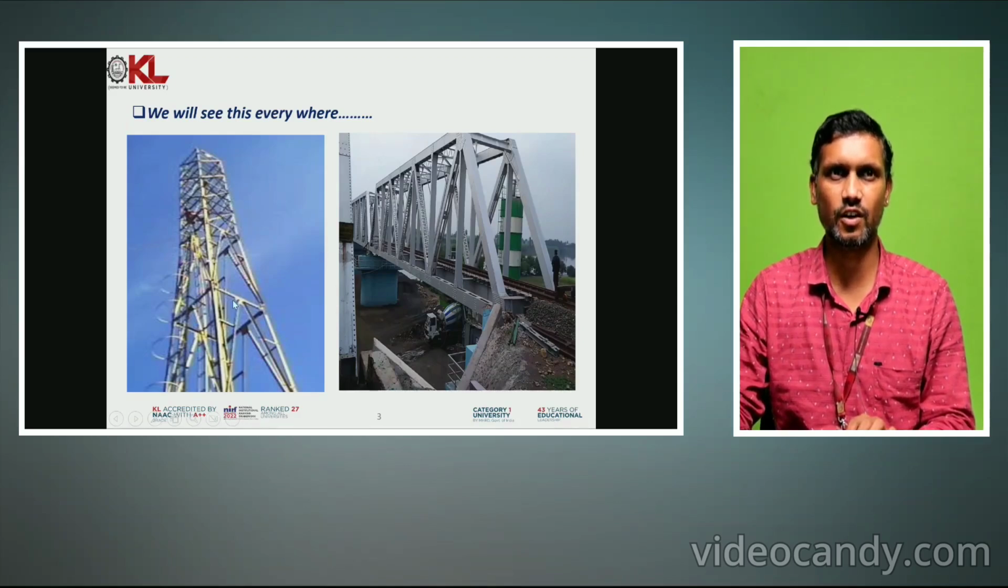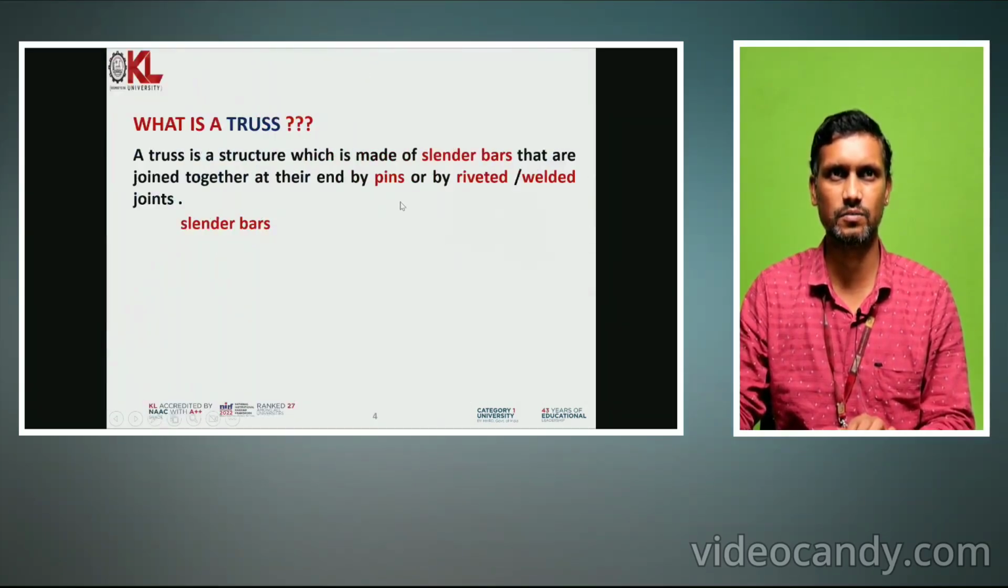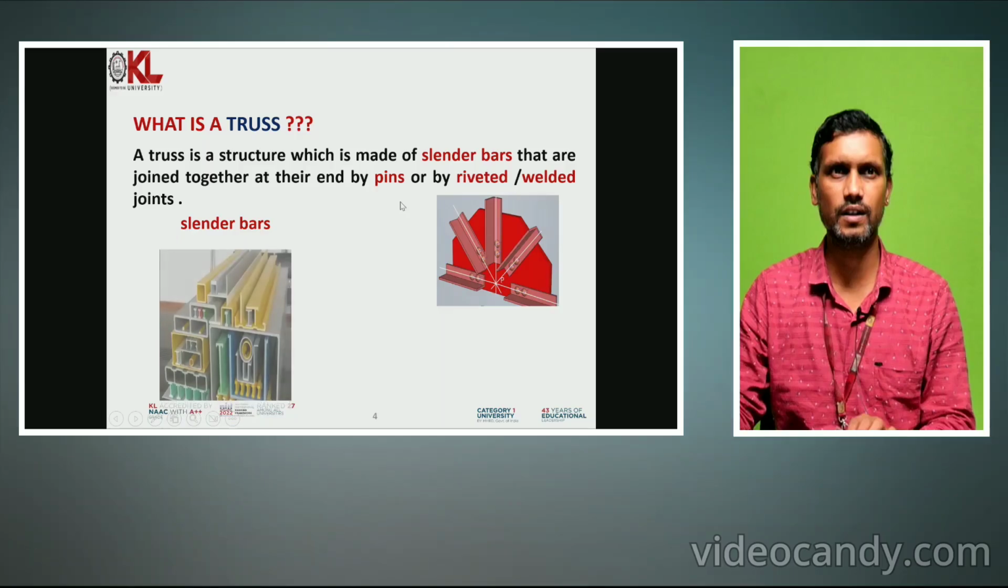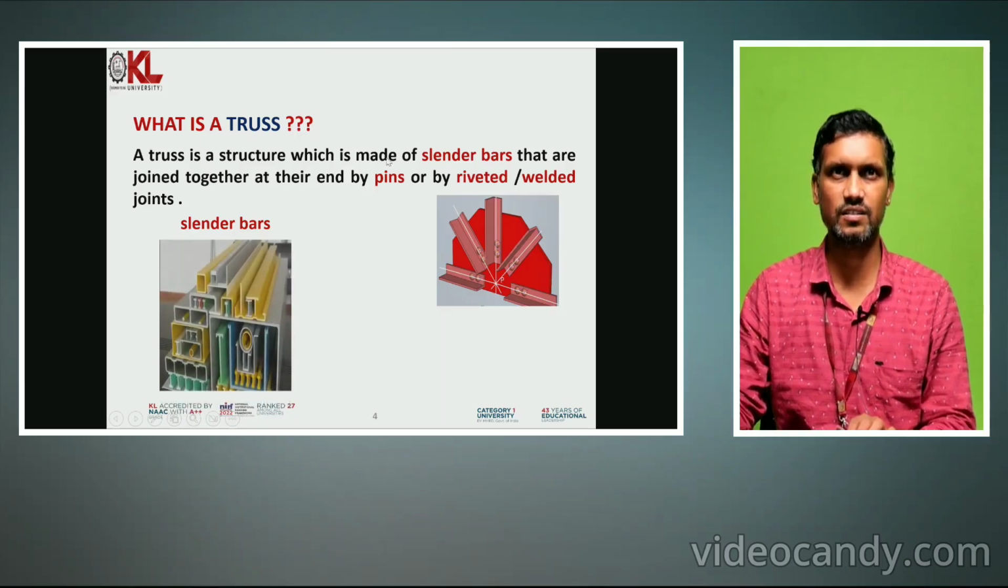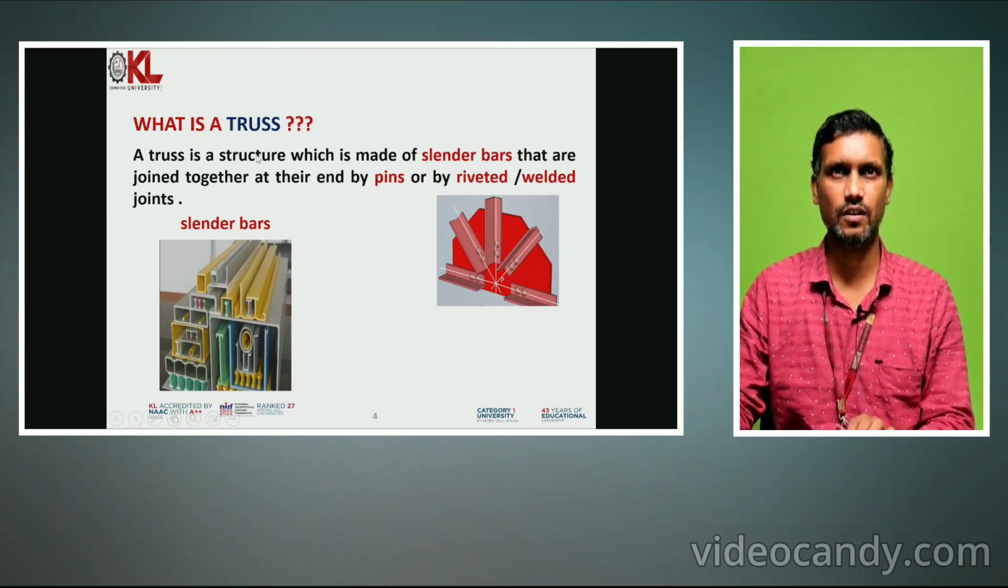This TV tower, all these things are nothing but examples of trusses and frames. So what is a truss? A truss is a structure made of slender bars that are joined together at their ends with the help of pins, or by rivets and welds. You have heard of welded joints, riveted joints, correct? Pins. So you are joining different bars through pins or rivets or welds, correct?